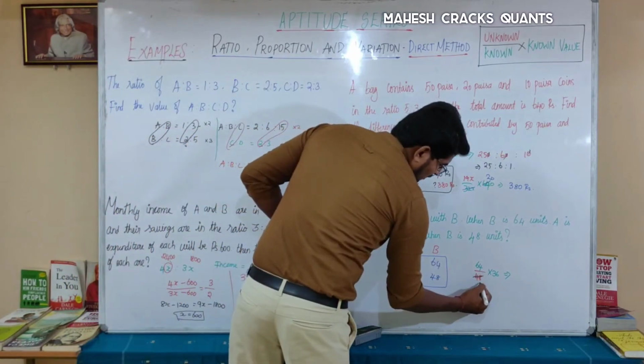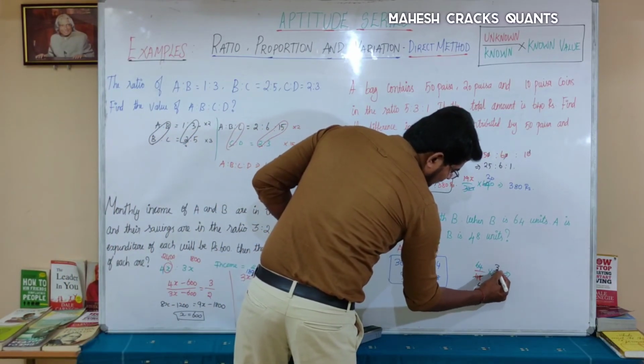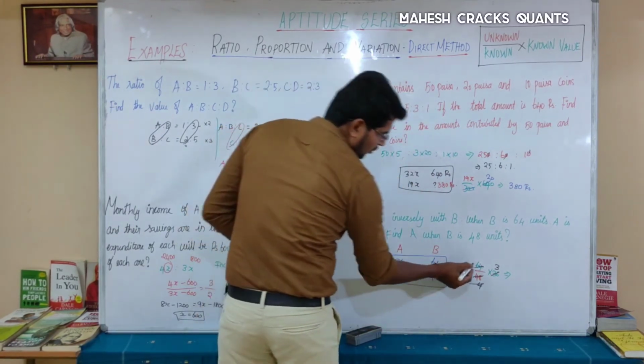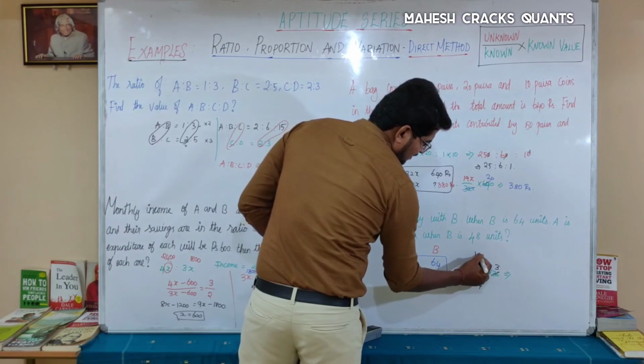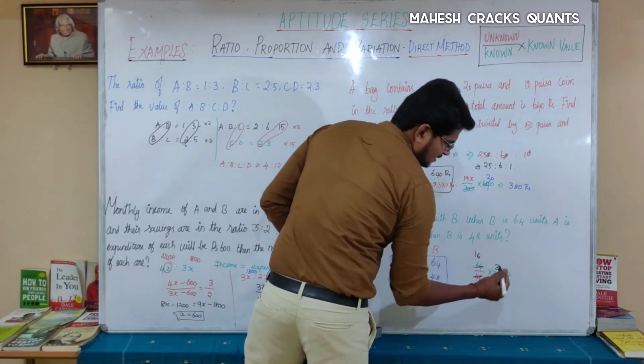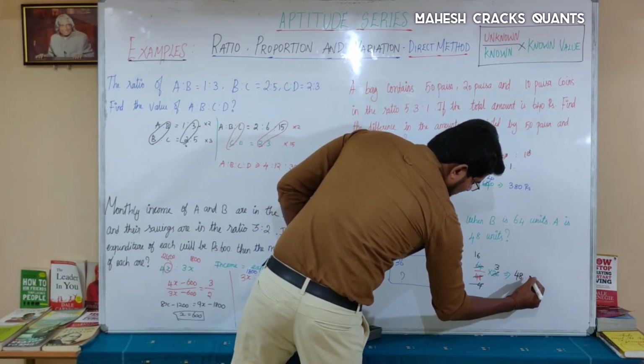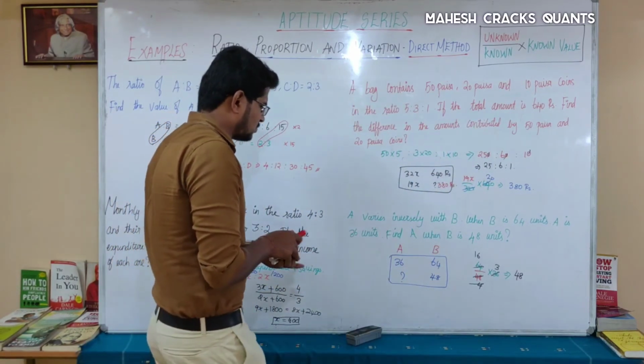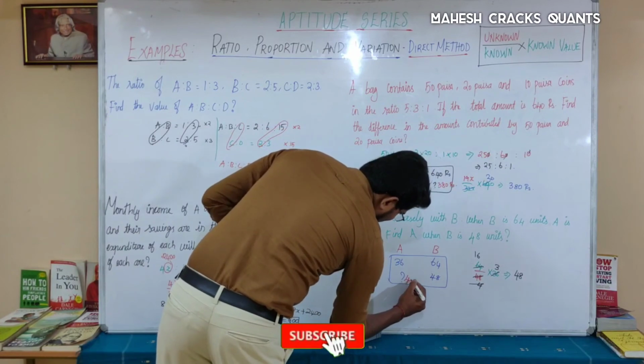So, 4 times 12, 3 times 12. How many times is 4 in 64? 16 times. 16 into 3, 48 units. So, when B is 48, A is also 48 units.